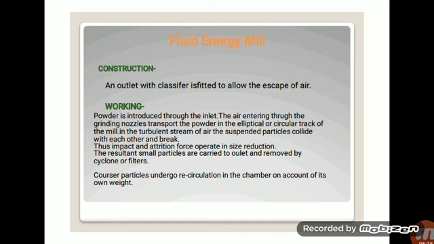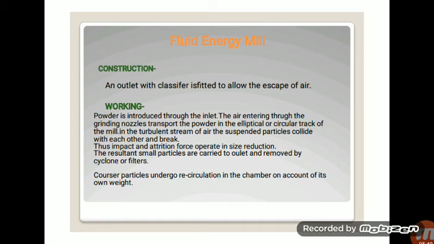And what is the second point? The second point is that due to the presence of the grinding nozzles, air enters from the grinding nozzles, and this air transports the powder in the elliptical or circular track of the mill. In the turbulent stream of the air, the suspended particles collide with each other and break.